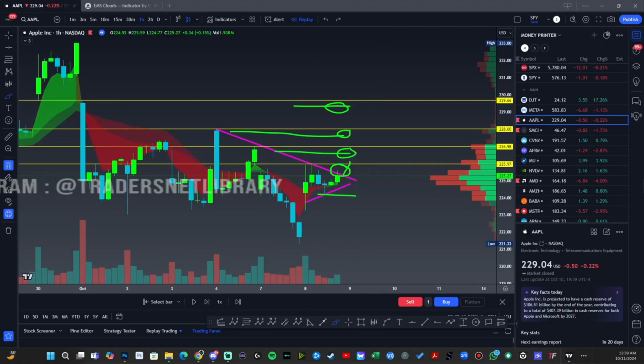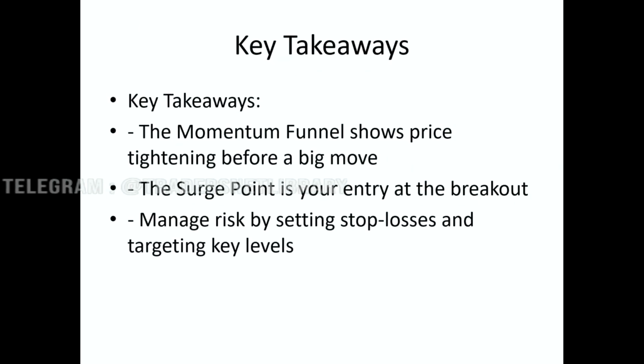Let's pull the PowerPoint back up. So, key takeaways. The momentum funnel is a sign that the market is building pressure for a bigger move. The surge point or the breakout point is where you enter the trade once price starts to break out. And you have to make sure you manage your risk always by setting, I do mental stop losses. And then I set those targeted key levels, right?